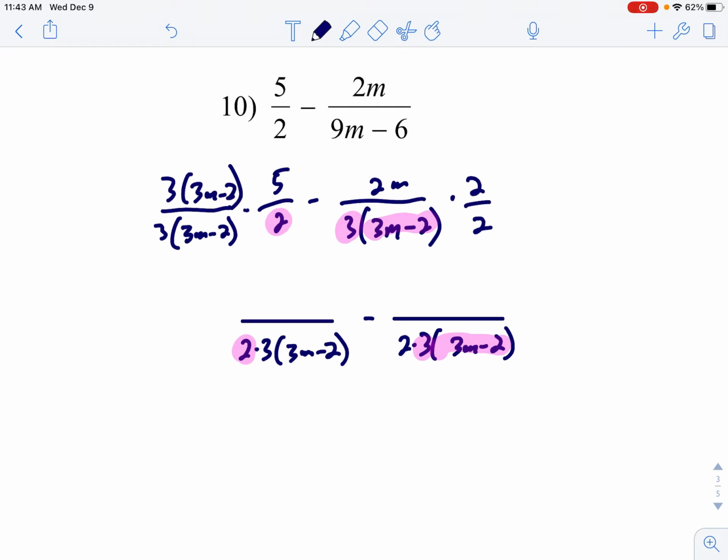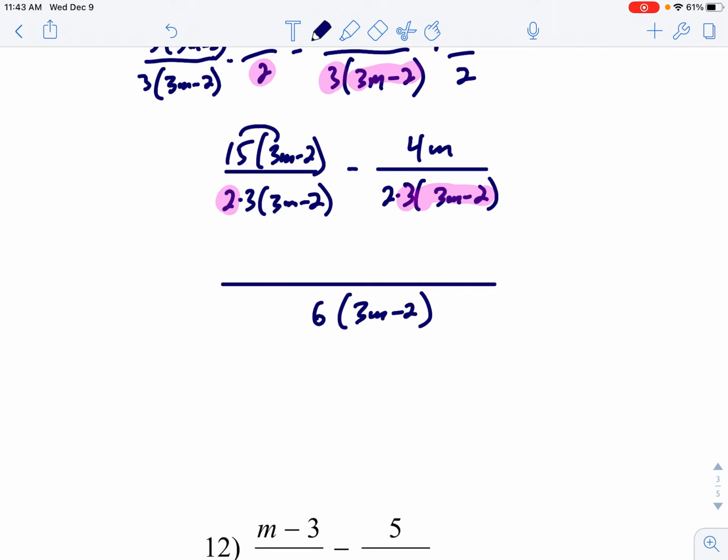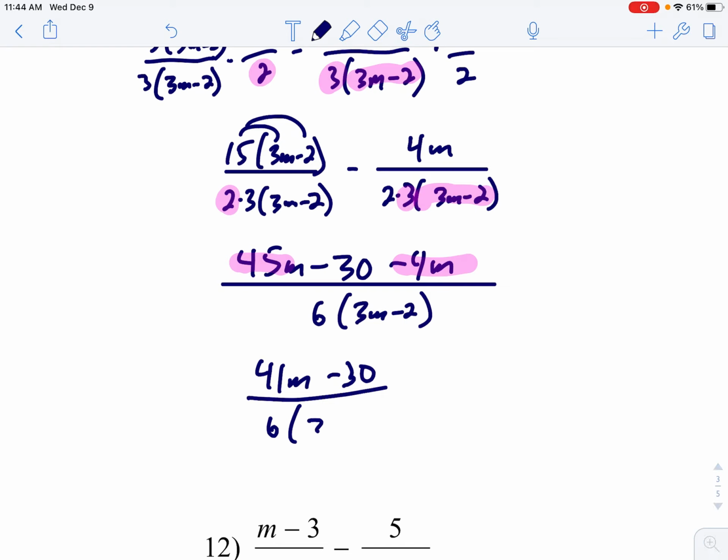Well, this is going to be a bit messy. I'm going to go ahead and multiply this. I'm going to have 15 times 3m minus 2, and here I'm going to have 4m. So on the bottom, that's 6 times 3m minus 2. If I distribute this, I get 45m minus 30 minus 4m. And then I do have like terms here. So that's 41m minus 30 over 6, 3m minus 2.